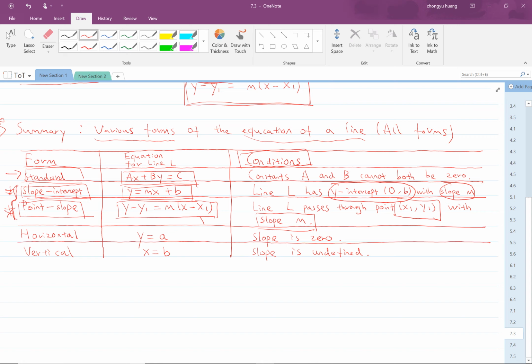I have one way to memorize this information easily. First, you can see over here that we have the slope intercept form.